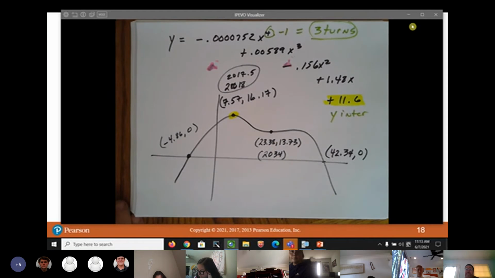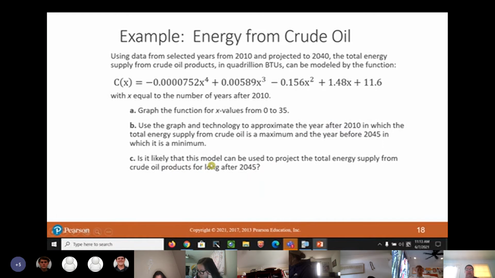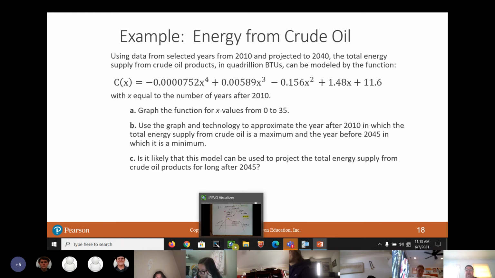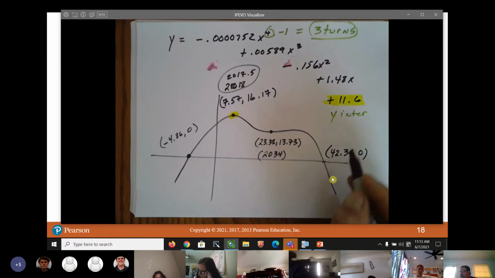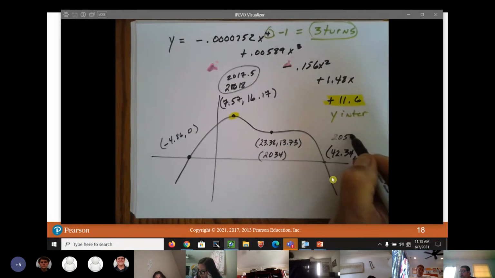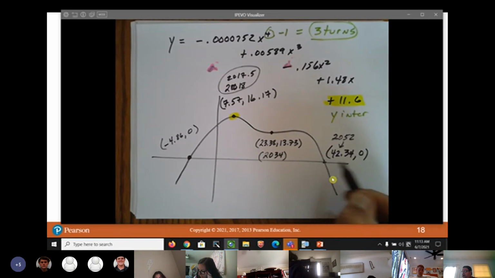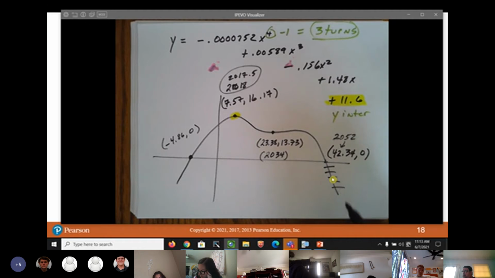Okay. And then they ask if it is likely that this model can be used to project the total energy supply from crude oil products for long after 2045. Yeah, you could, but it looks like to me it's going to be, what happens after 2000? Let's see, this is 2052 right here. So I guess all the oil is going to be gone after 2052.